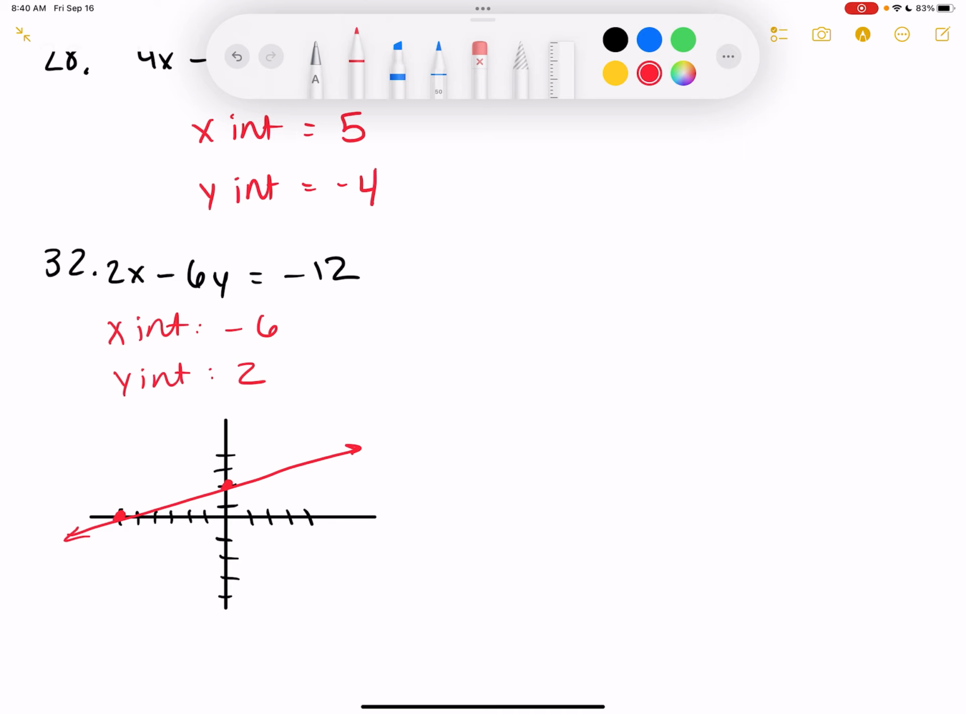So it's just a little bit of an easier way to graph it. I'm gonna redraw this line because it's irritating me that it's not straight. Good enough. All right.